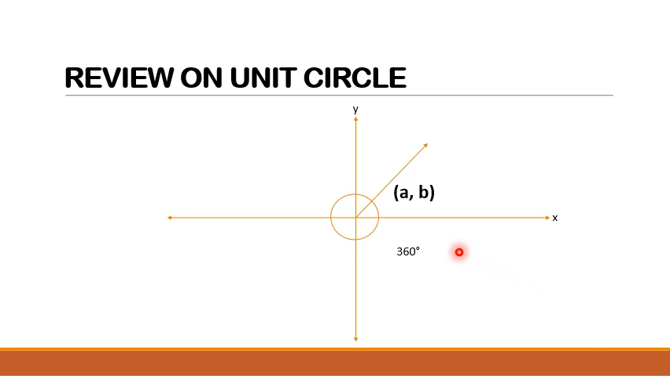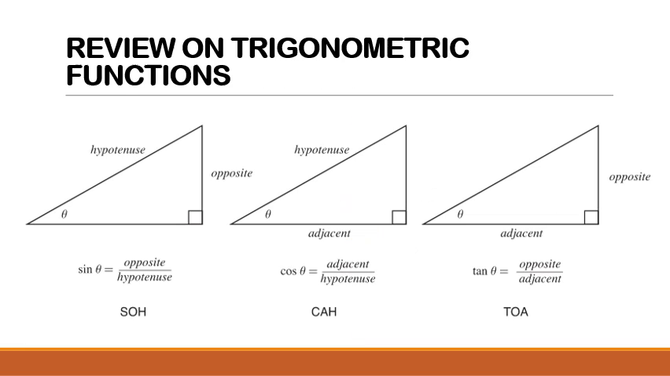Now if there's an arrow drawn in that location, it intersects that circle at one point. So it has an x component and a y component. You have to review your trigonometric discussions before about the unit circle if you want to learn more about this. And also we have to review the trigonometric functions, especially the definition of SOHCAHTOA.